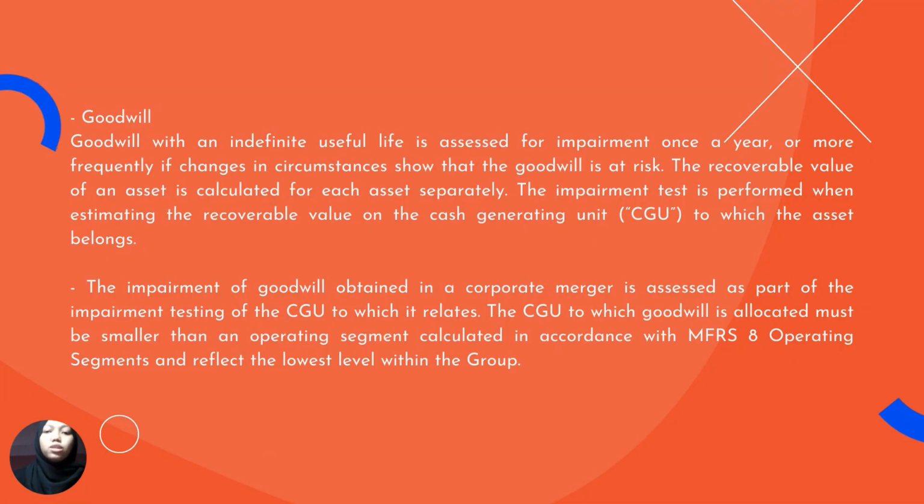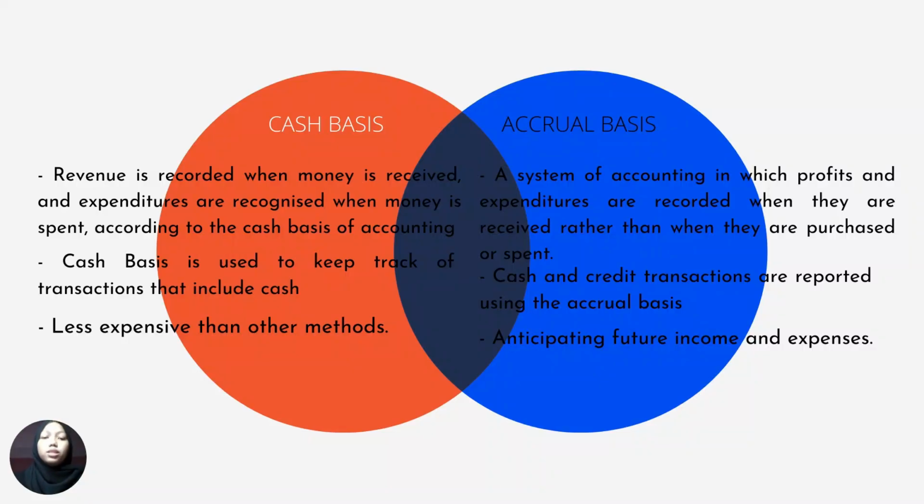Goodwill with an indefinite useful life is assessed for impairment once a year or more frequently if changes in circumstances show that the goodwill is at risk. The impairment of goodwill obtained in a corporate merger is assessed as part of the impairment testing of the CGU to which it relates. The next one is cash basis and accrual basis.